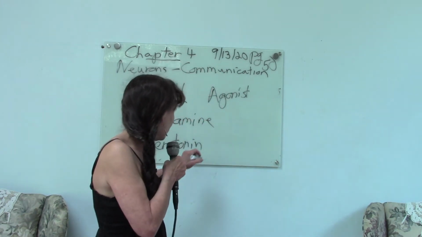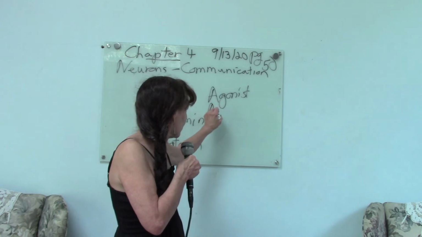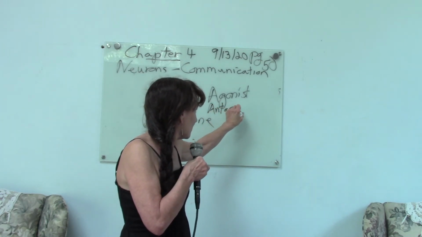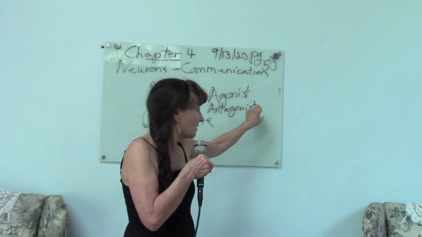An antagonist decreases, and I'm on page 58, a neurotransmitter's action by blocking production or the reuptake.